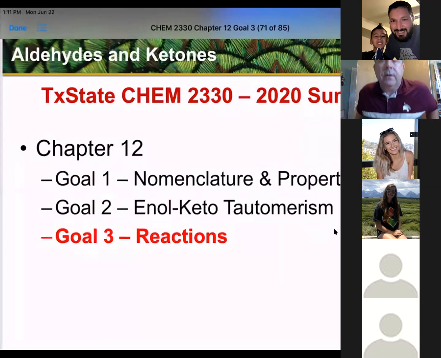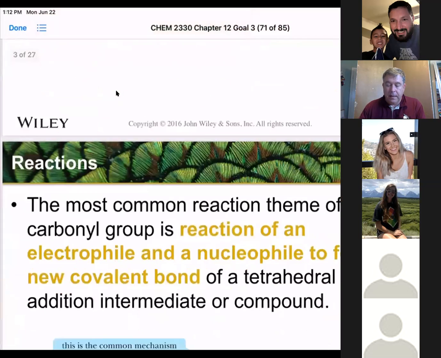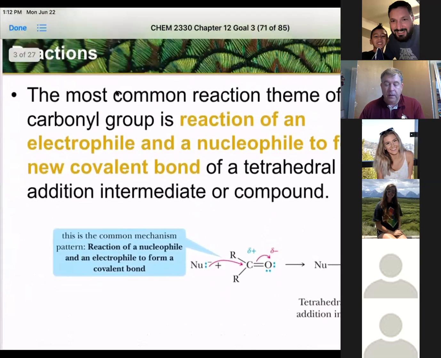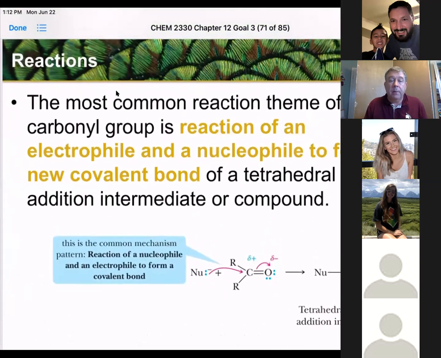All right, so now we're up to chapter 12, goal 3, the reactions of the ketones. Goal 2 is slightly separate because we're really reacting the enol, so I separated it out to show that it is one possible reaction. Now we're going to look at the other reactions that just involve the carbonyl. The key with the reaction of the carbonyl is that the carbonyl carbon is partially positive. Most of the reactions we're going to talk about are a reaction between an electrophile and a nucleophile to form a new covalent bond.